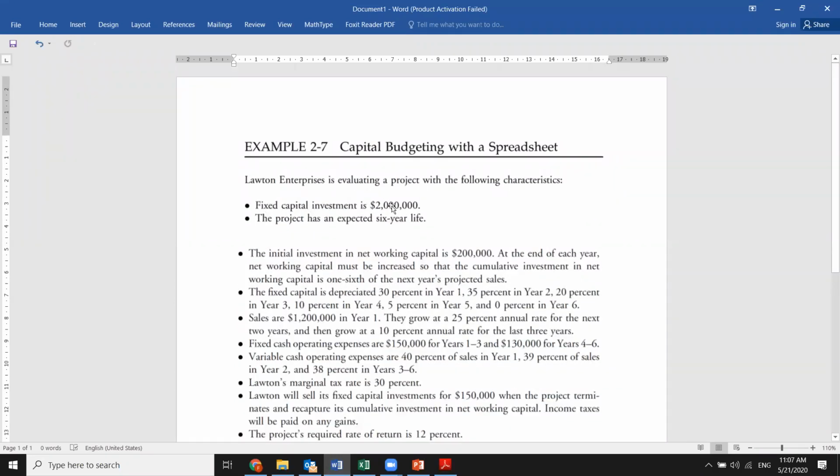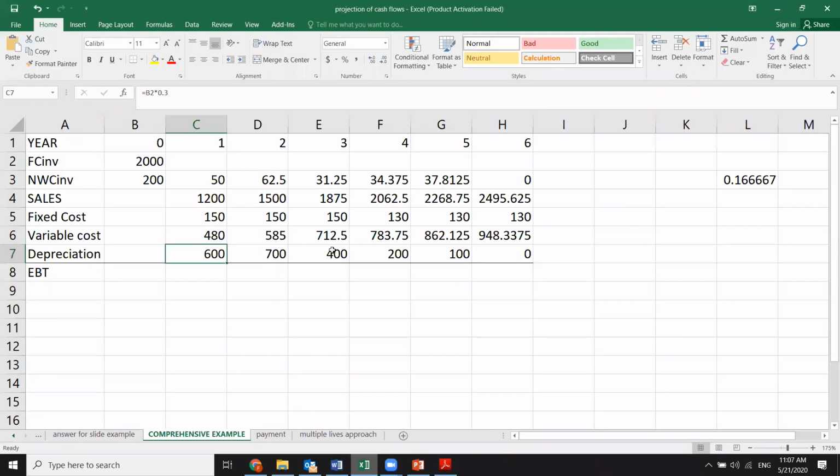We had a fixed capital investment, which was 2 million, and the project has an expected 6 years of life. So it's 6 years, 2 million. And net working capital investment initially was 200, and then it was 1/6 of the next projected cash flow. And this is how we calculated. For the first year it should be 1/6, it's 0.16 times the next year sales, minus the initial investment in net working capital.